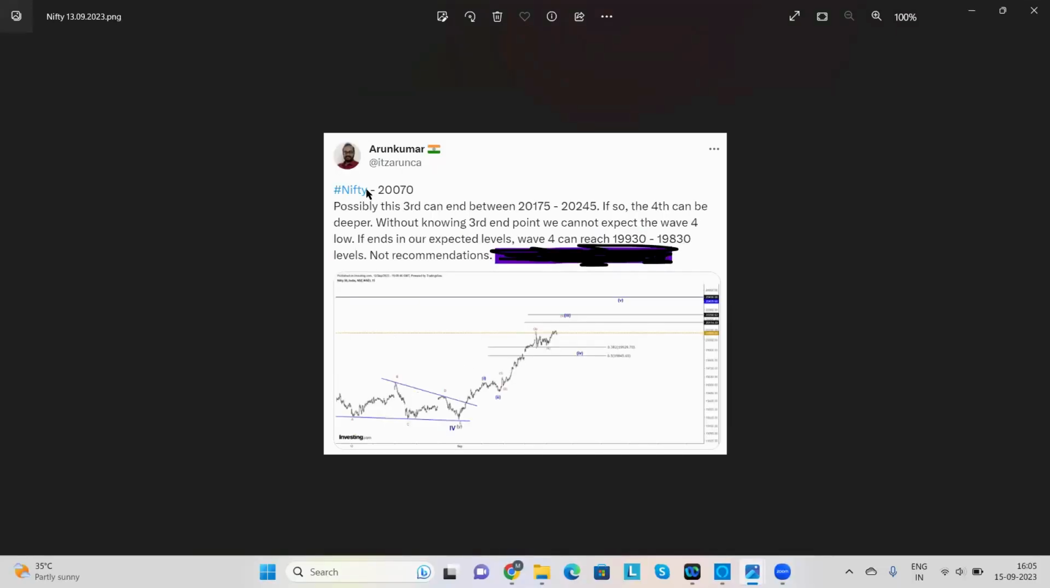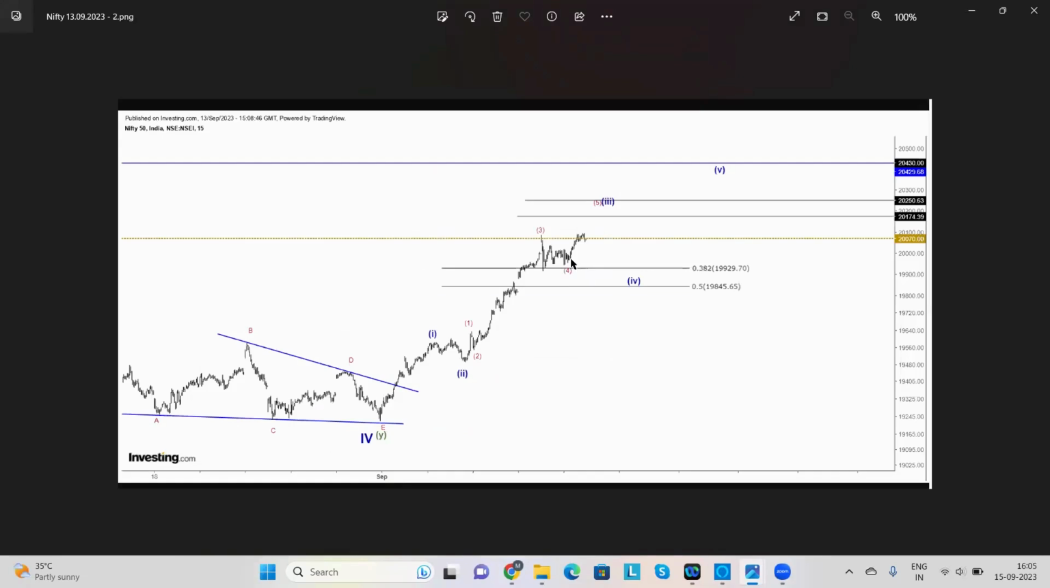And on 13th September, when Nifty was trading around 20,070, I posted that possibly this third can end between 20,175 to 20,250. This third can end, and we can have a deeper fourth and fifth to complete these big 5 waves. So where do I get these numbers? Let's discuss all these details in today's video.